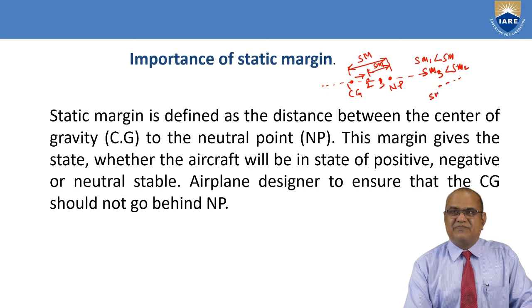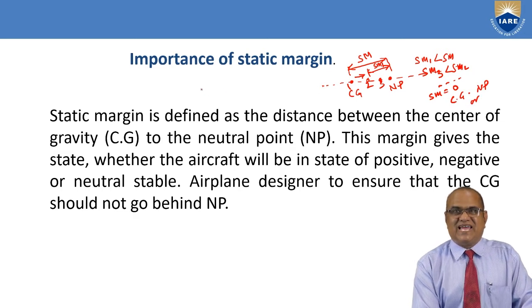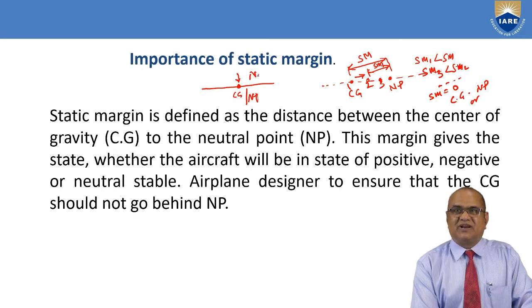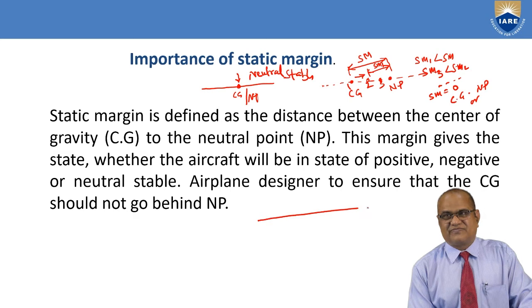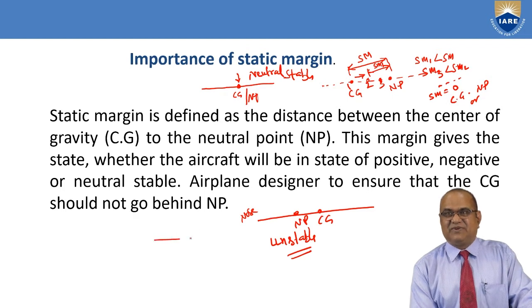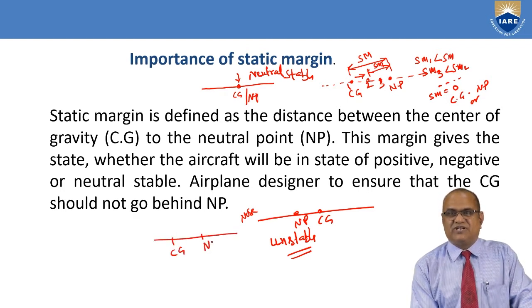And as and when SM is 0, it means CG and NP are coinciding. If this is the CG and here is also NP, both at the same point, it is neutrally stable. And if this is the NP and your CG is behind, this being the nose, if the CG is behind the neutral point, it is unstable. And if the CG is ahead of the neutral point, like the previous case, it is stable.